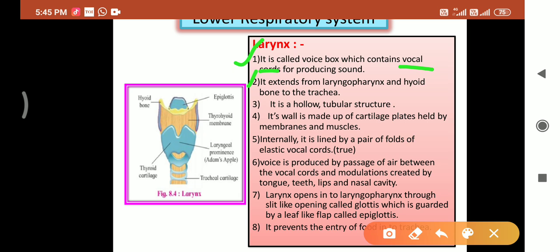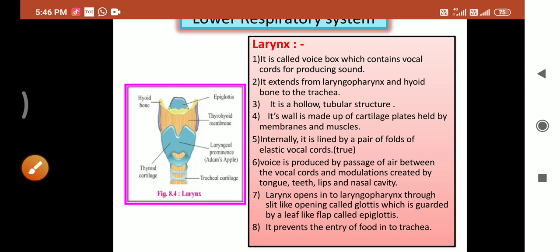And the next point over here, it extends from the laryngopharynx and hyoid bone to the trachea. Okay, so this is the larynx. In this picture you can see this is the larynx. Okay, so this larynx is from where to where? That is to the trachea. Trachea is the next part of respiratory tract. So from laryngopharynx to trachea, this is extended.